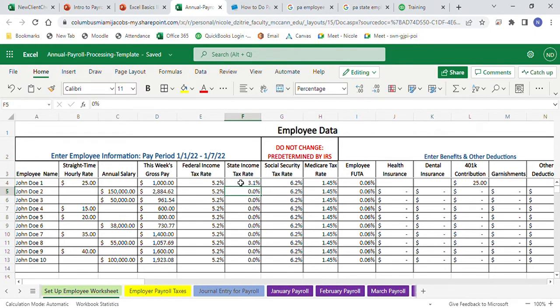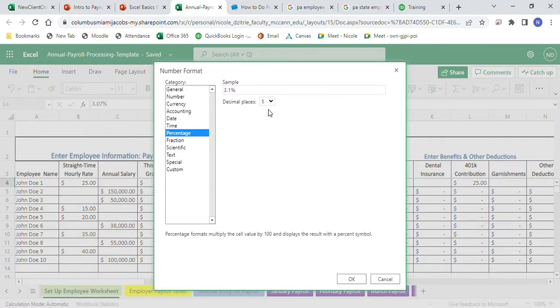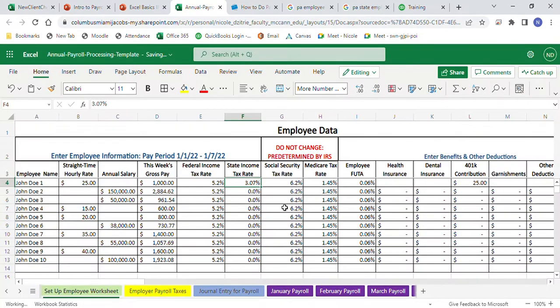The reason that happens is because the person who made this template automatically had it round to the nearest tenth. However, remember the first thing I said when I presented my payroll process, you need to be as accurate as possible. So you don't want to take more money out of an employee's paycheck than needed. So what you would do is you can either come here and do it, or I can go to the number format. It'll bring me up automatically to percentage, and I can choose 2 decimal places and push OK. And now it has it at 3.07.